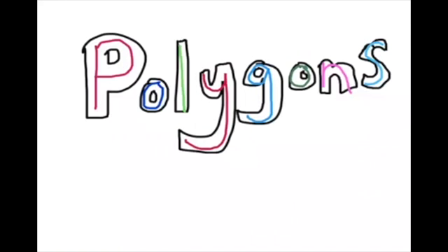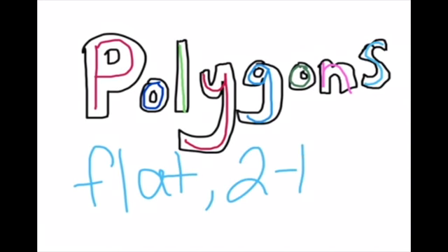So that's what we're really going to be learning about today, are polygons. And a polygon is a shape, like I told you before. But more specifically, a polygon is a flat, two-dimensional shape, or 2D. So it's not going to be a 3-dimensional shape. It's going to be flat, 2-dimensional. It also has straight lines, so not curved lines.